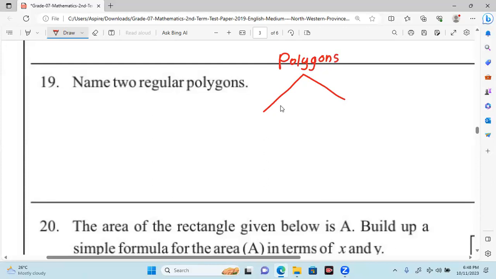When we consider polygons, there are 2 types of polygons according to the interior angles. Okay, the concave polygons are the polygons with at least one interior angle as a reflex angle.